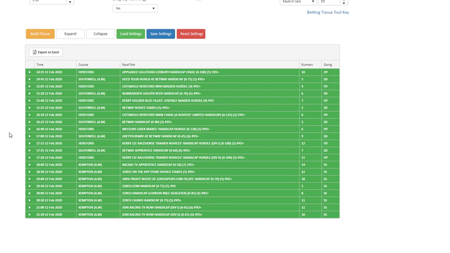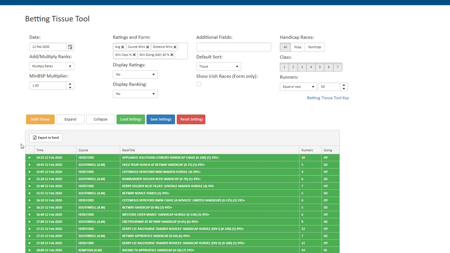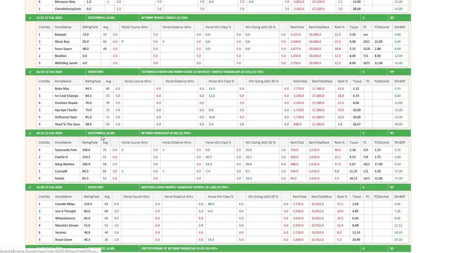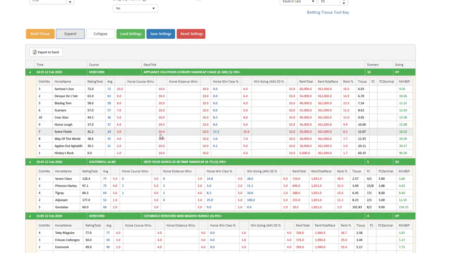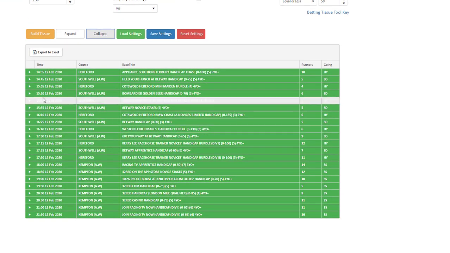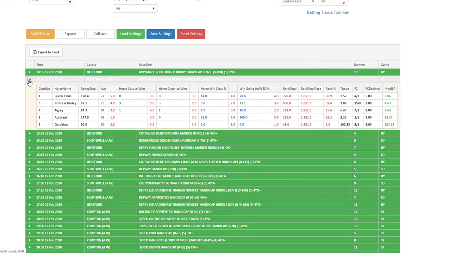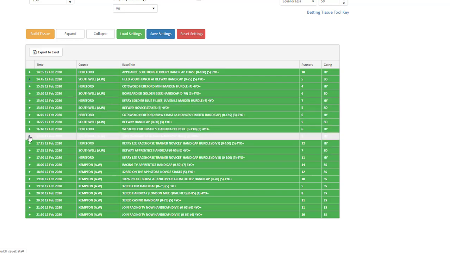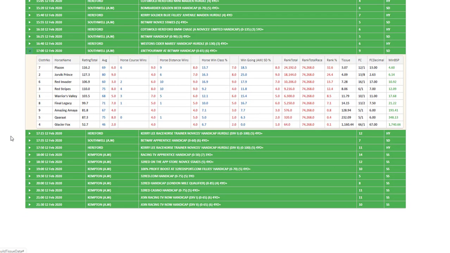and this opens up all of the races on the day. You can then click Expand, and this will open up every race for you. Click Collapse to close them again, or you can open any race and look at each race individually. I'm going to look at the 5 o'clock race at Southwell.